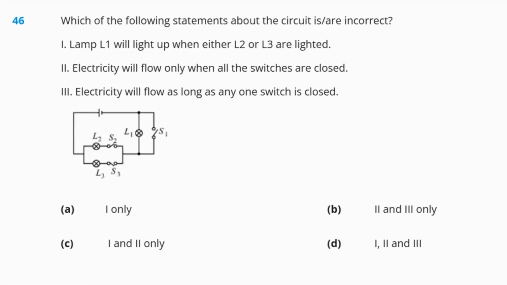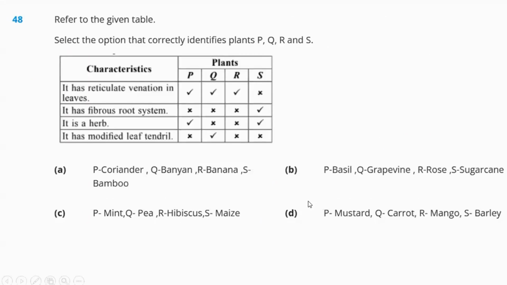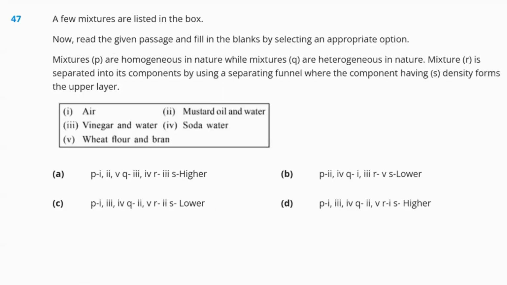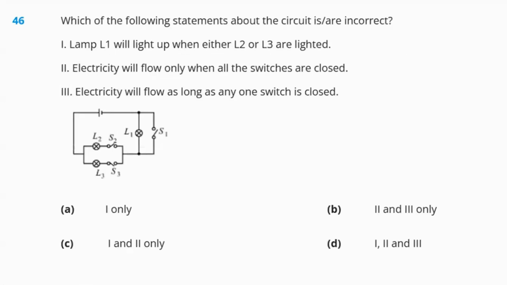So from here onwards, it would be your physics section. Total 5 questions will be there, carrying 3 marks each. So the first question here is, which of the following statements about the circuit is or are true? Okay, lamp 1. So here is a circuit.